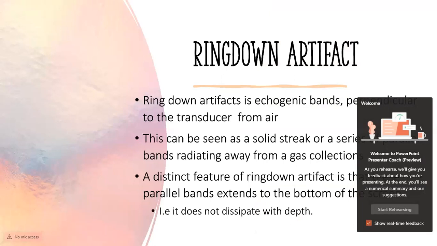The next artifact that we're going to look at is ring-down artifact. The ring-down artifact is basically echogenic bands perpendicular to the transducer and is formed from air. This can be seen as a solid streak or series of parallel bands radiating away from a gas collection. A very distinct feature of ring-down artifact is that it continues throughout the screen. So it extends from where the gas collection is right to the bottom of the screen. In other words, it does not dissipate with depth.